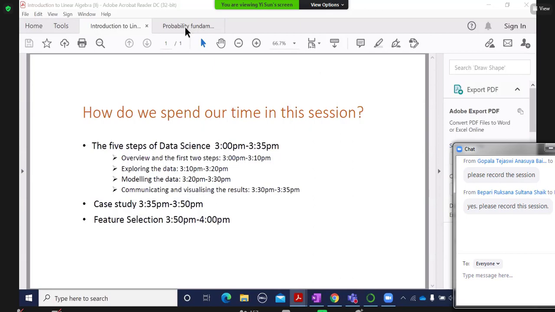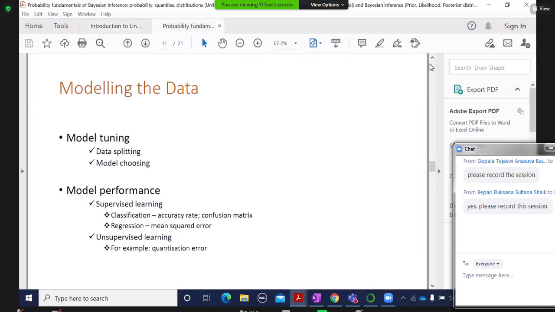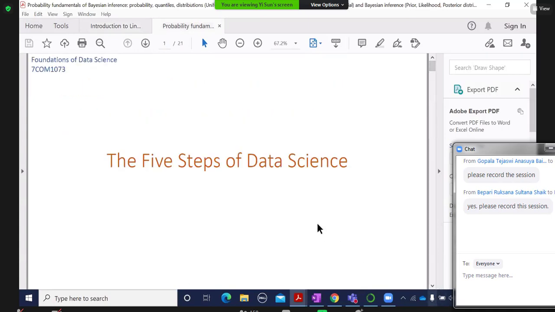So, here, okay, today is very important. The 5 steps of data science. Sorry.